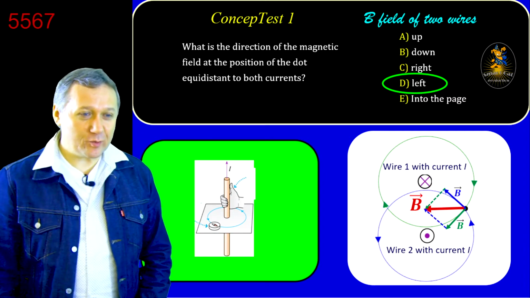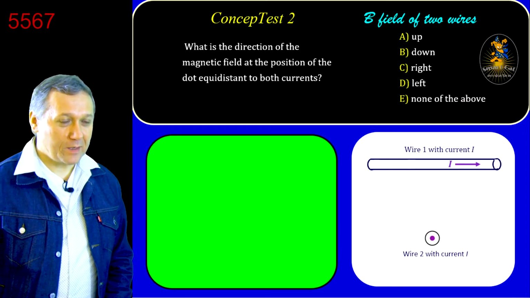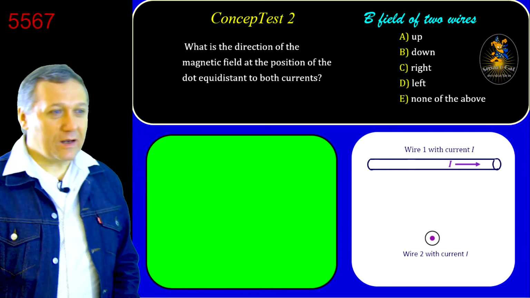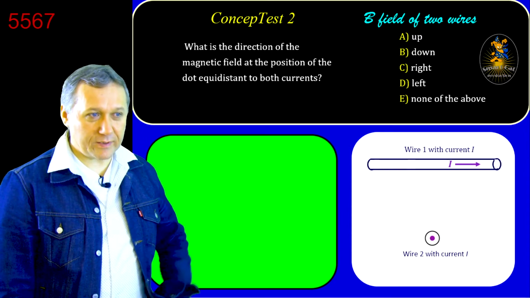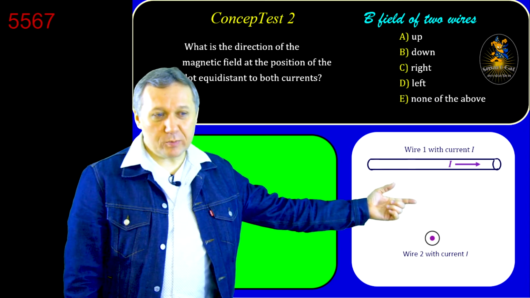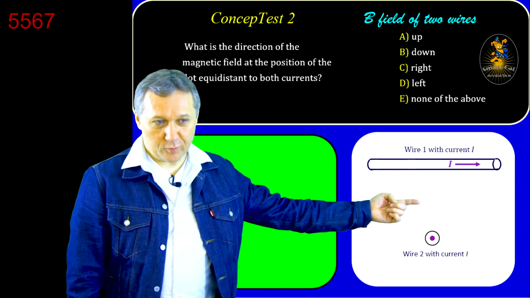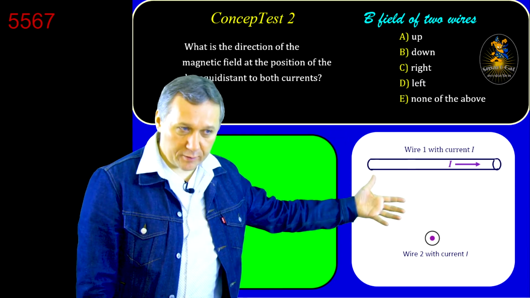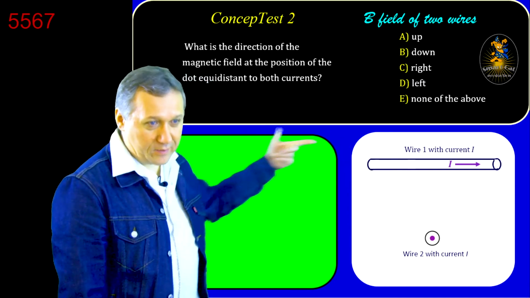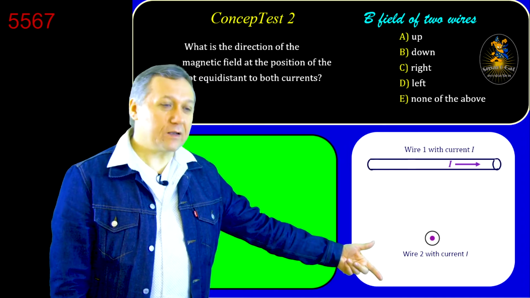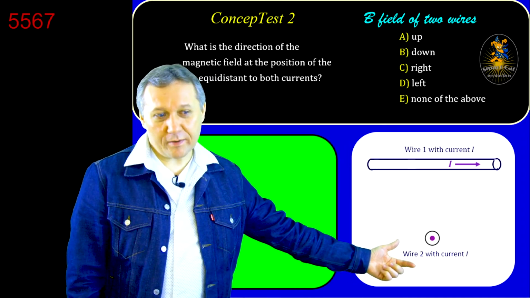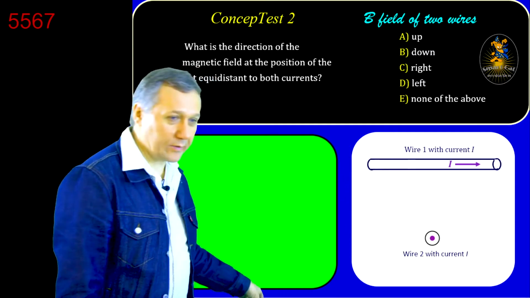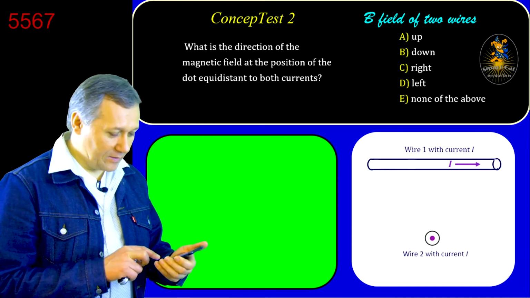So now let's make the situation slightly more complicated. I turned the top wire by 90 degrees. What will be the direction of the net magnetic field at the midpoint between these two wires? At the midpoint again. So the top wire again is infinitely long, straight, and the current goes that way. The bottom wire has a current which flows out of the board. You remember, dot means out of the board, right? Okay, try it this time.